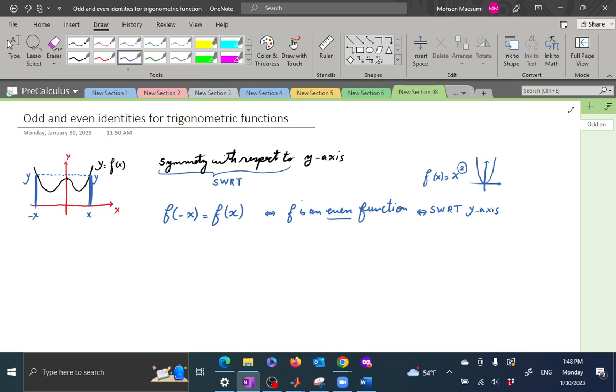As opposed to what? Well, we have another kind of symmetry that's kind of more rare in nature than the other one, but it is important for us. And this is an example of a function that, let me draw something. Let's see if I can draw something reasonable.